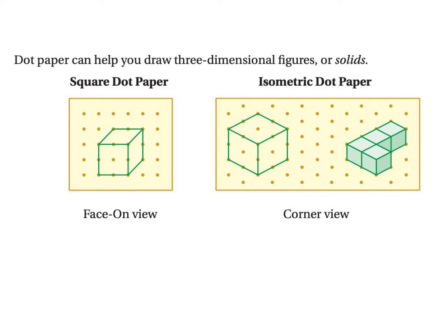So another way you can do this is using dot paper can help you draw 3-dimensional figures or solids. So some people like using dot paper. We'll use mostly grid paper, but if you prefer dot paper, you can always look that up and use that. You can also make a jam board with dot paper, and that helps too.